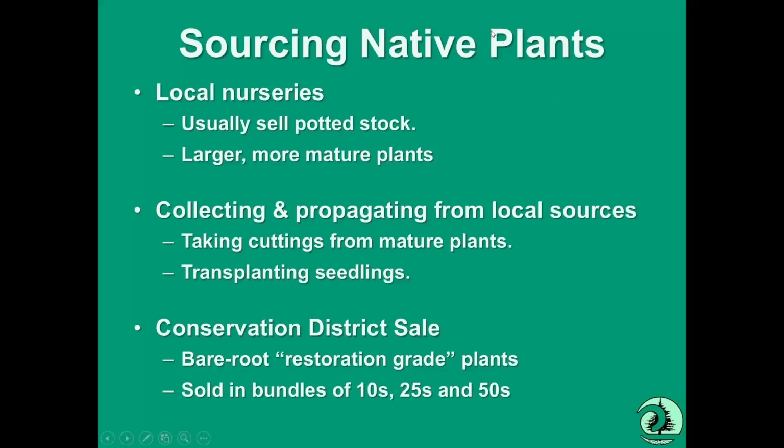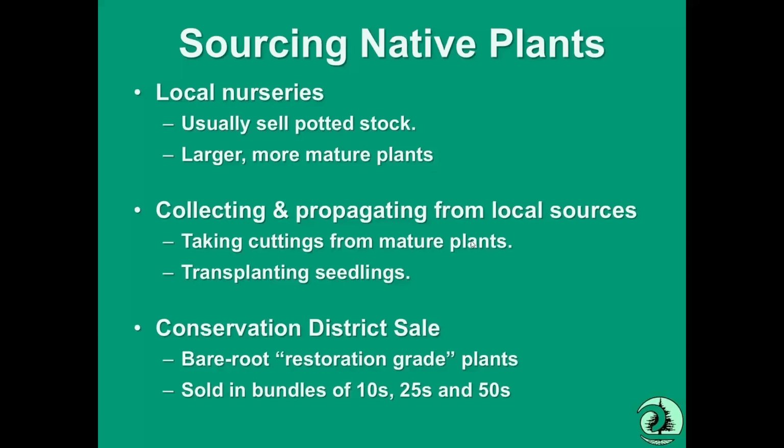You can also collect and propagate plants from local sources. So you can take cuttings from mature plants, things like red osier dogwood, willow. There's a lot of different plants that you can take cuttings from, and there are publications out there that can guide you through the process. So if you are wanting to take cuttings, feel free to contact us and we can refer you to some different publications on that. And then you can also transplant seedlings. A lot of times you might get plants popping up in your yard that you don't want to be there, so taking them out of the ground and planting them close by is a great way to get plants that are very suited to your site.